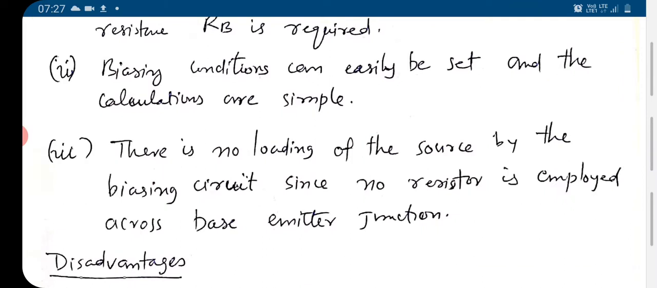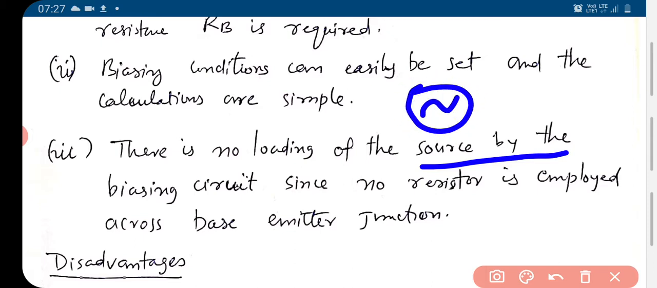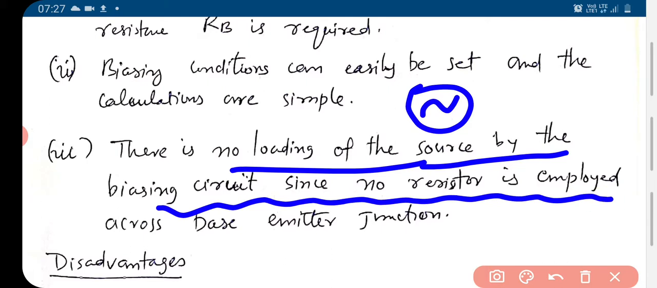Another advantage is that there is no loading of the source. The source is what gives the signal. There is no loading of the source by the biasing circuit, since there is no resistor employed across the base emitter junction. So between base and emitter there is no resistor which usually loads the source. Loading the source means reducing the signal. Here there is no loading of the source by the biasing circuit.